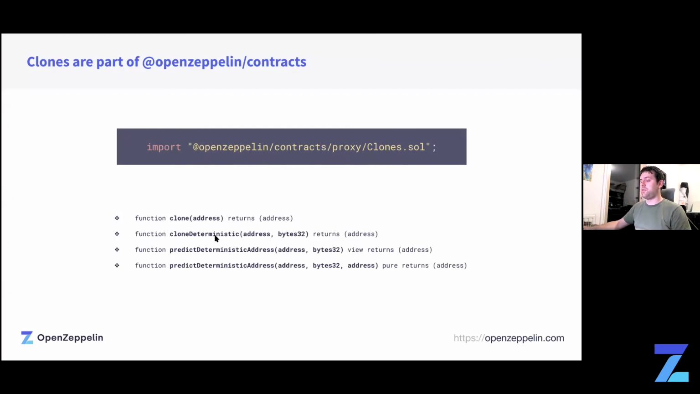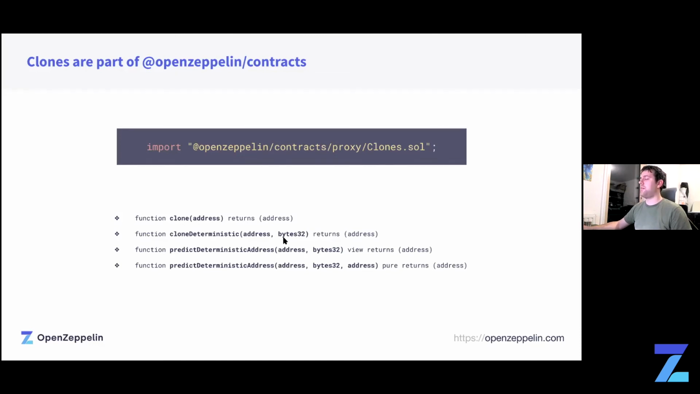There is also a clone deterministic that takes a salt for counterfactual mechanism. You see that it's necessary if you want to replicate Uniswap or Argent behavior. And there is a predict deterministic address mechanism. The clone deterministic function, just to finish on that one, can revert. If you ask twice to create a clone of the same address with the same byte, the second time it will not work. So unlike the clone one, you have to make sure that the salt is unique, otherwise you will have issues.